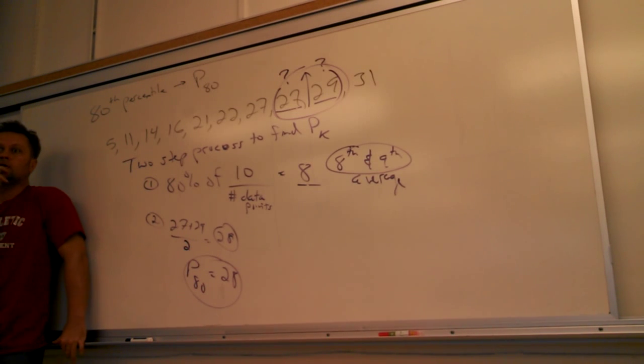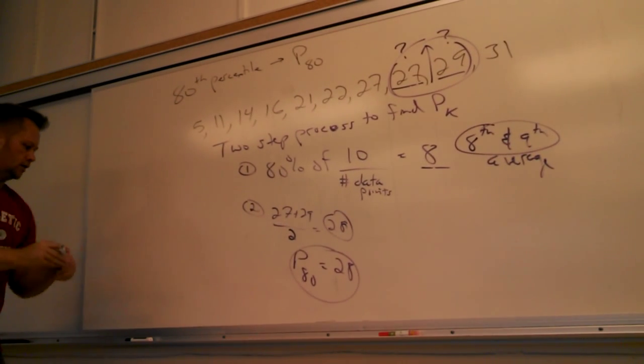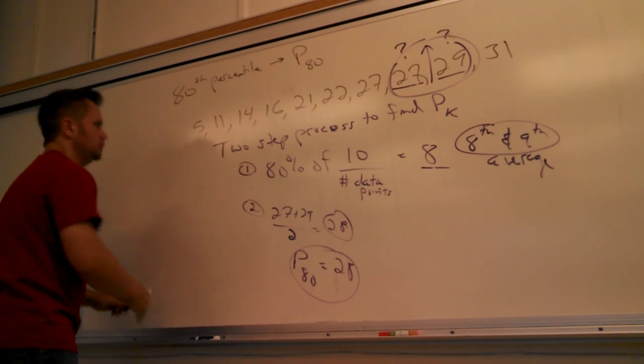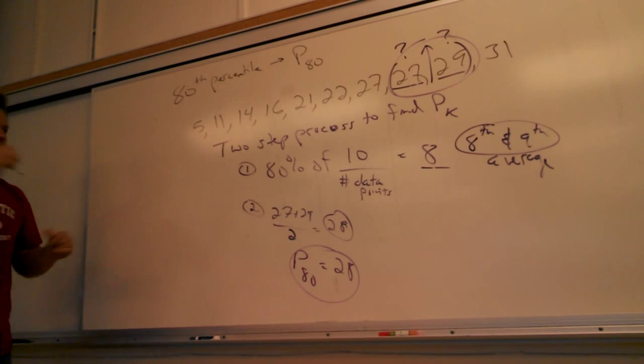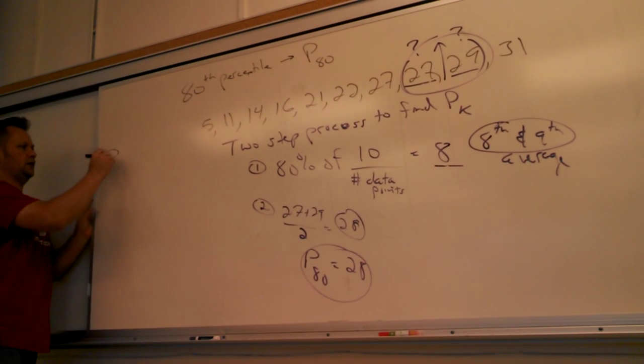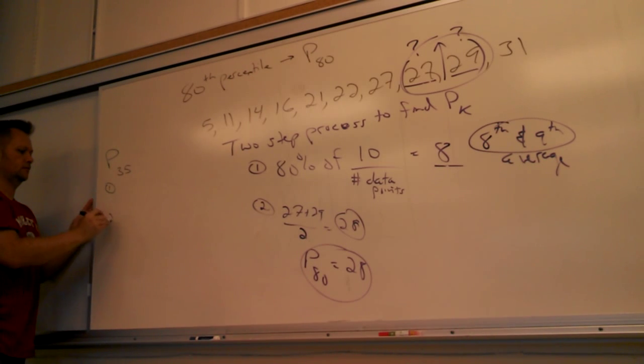Yes, ma'am. You had said if 8 had come out to a decimal point. So let's do another example. You ready? Okay. And this is where 10 numbers, again, they just don't make sense for certain values. But let's try this. Try to find P35. Are we using the same scale? Yes. So do the 2 steps.